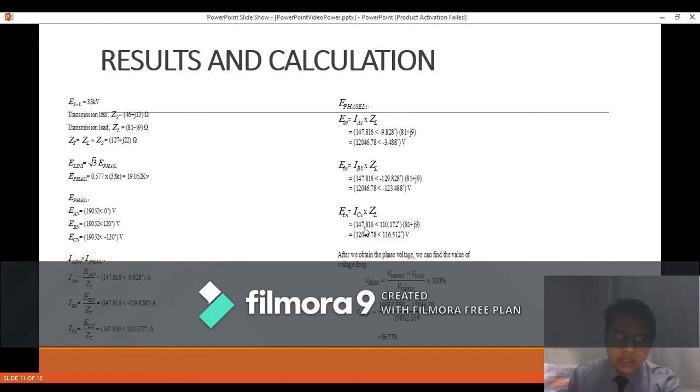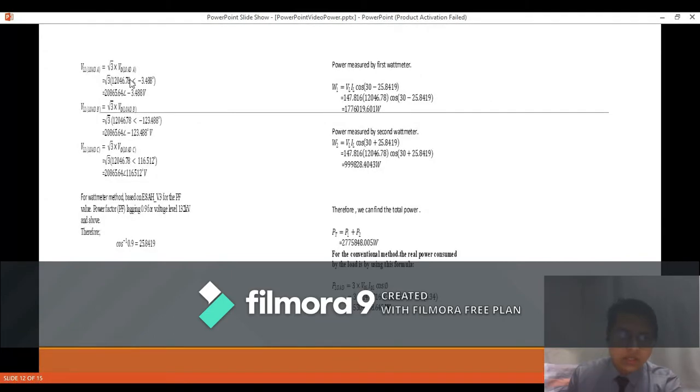After I get this V drop, I can calculate the V load for load A, load B, and load C. After that, for the wattmeter method based on ESA V3, for the PF value, the power factor is lagging 0.9 for the voltage level. I got cos negative, this is for the power factor, I got 25.8419. And lastly I got the P load. The P load I got is very high, 5309448.645.